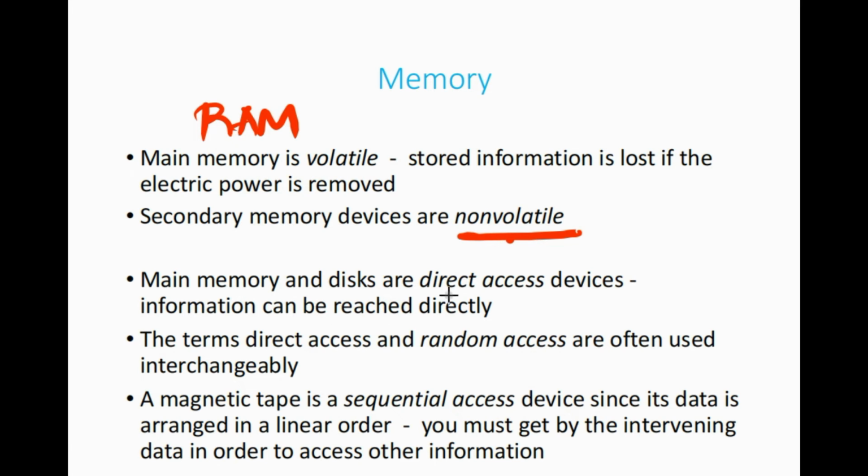Main memory and disks are direct access devices. Information can be reached directly. The terms direct access and random access are often used interchangeably. A magnetic tape is a sequential access device. Since its data is arranged in linear order, you must get by intervening data in order to access other information.